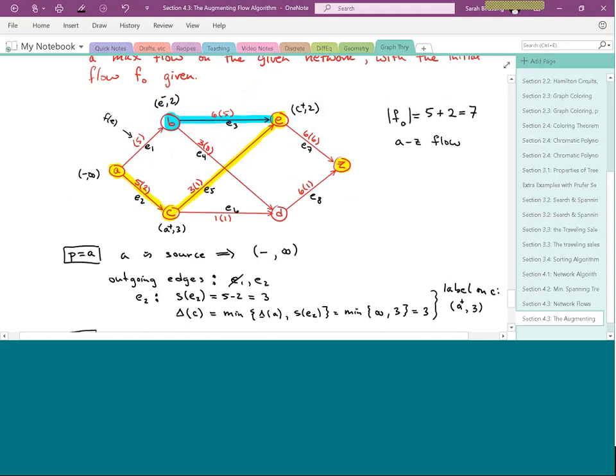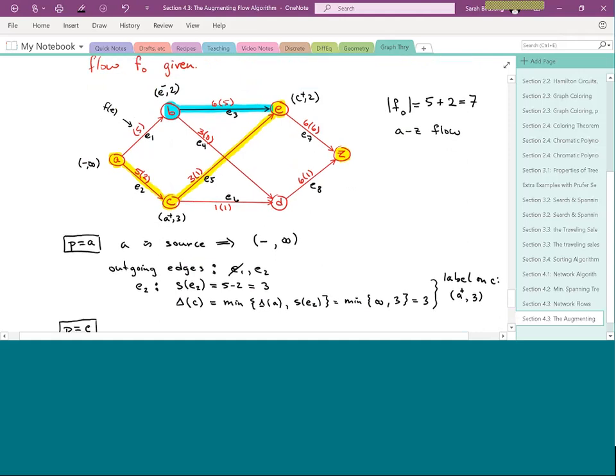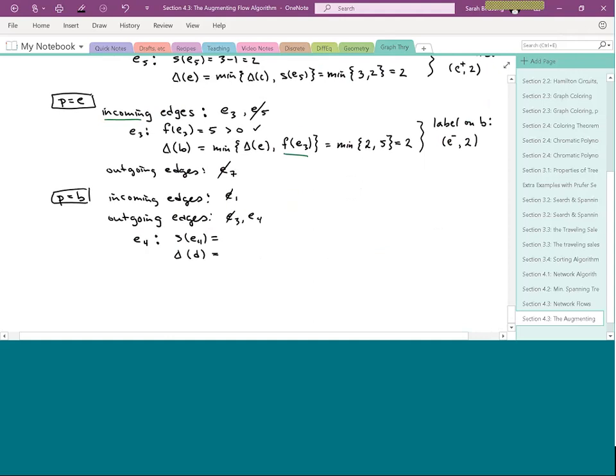So focusing here on E4, anybody got what the slack is on that edge E4 from vertex B to D? Yep, the slack is 3, and that is sufficient to calculate the label on D. The slack here is 3, which means we have the minimum of the previous label, which is 2, and the slack, which is 3, and that minimum is 2, which means the new label on D is going to be: we came from B in the forward direction, and we still can push 2 extra units of flow through.